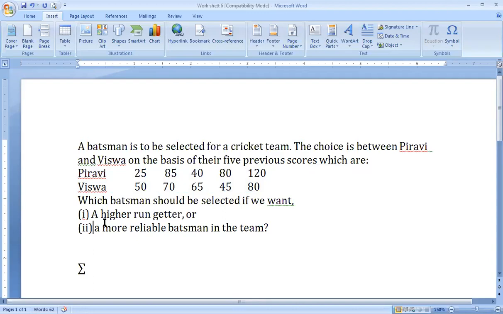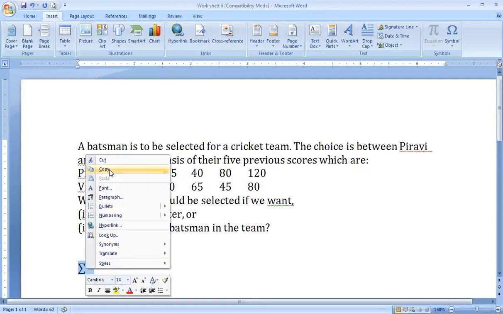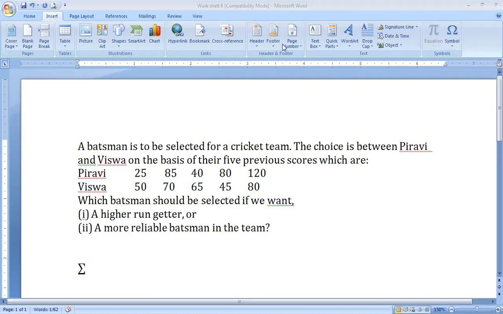I hope you all remember the formula for individual series, right? Do you all remember the formula for individual series? Okay.